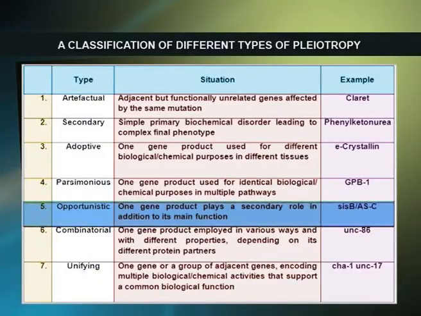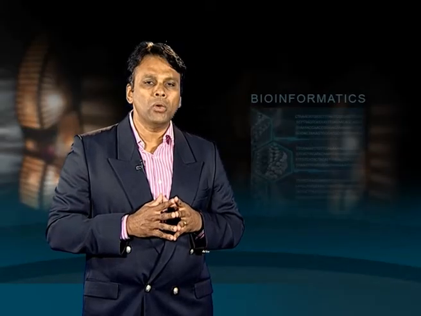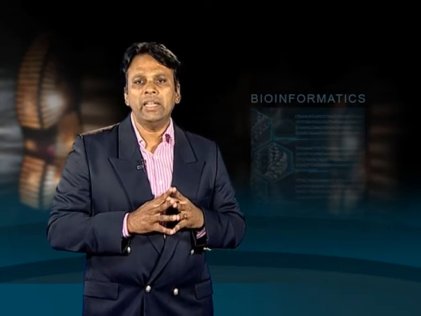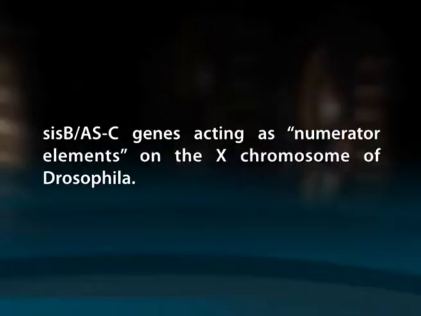Now, let us look into the fifth one, opportunistic pleiotropy. It is related to the two preceding types. A regulatory protein is recruited to perform an additional function in a different tissue. Example is the sis-B and sis-A genes acting as numerator elements on the X chromosome of Drosophila.